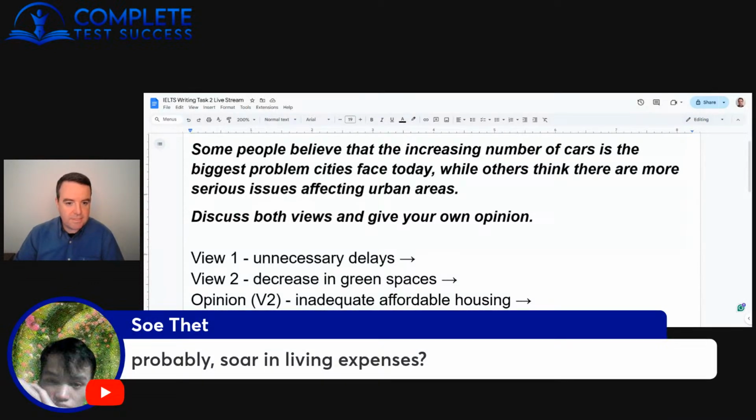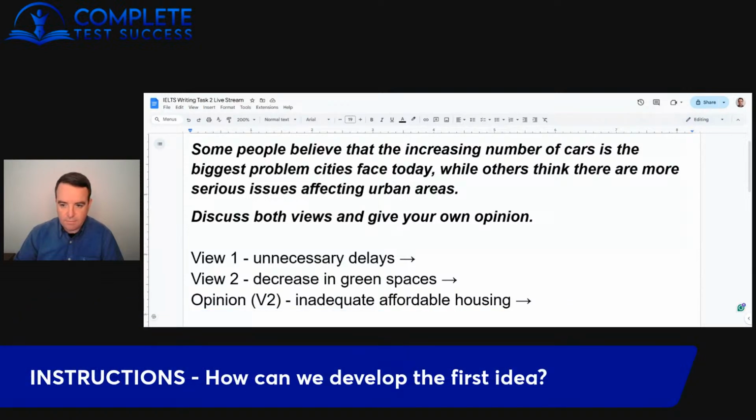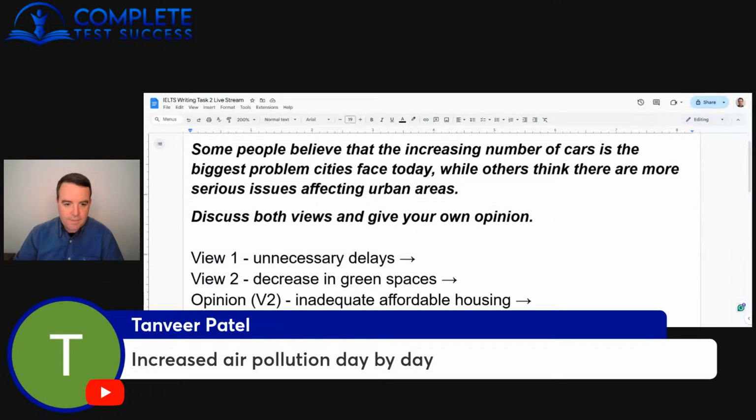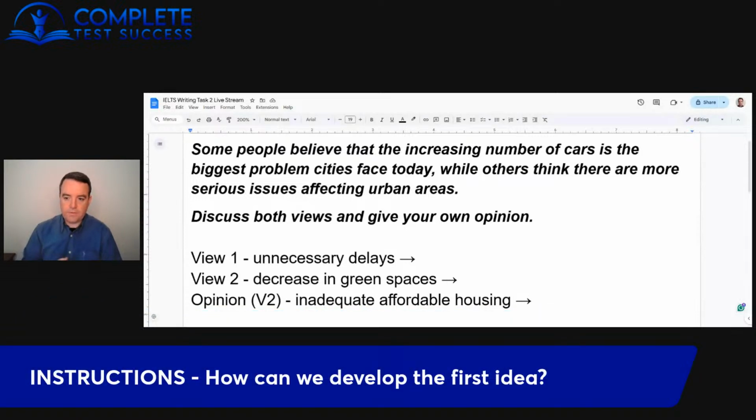Soar in living expenses. Yes, that would have been perfect for the second view. We have enough ideas already, but yeah, that one is perfect. Increased air pollution. Yeah, again, that one would be suitable. So all of those ideas are relevant and specific, just that we don't need any more ideas at the moment. So what are we going to say about unnecessary delays? How are we going to develop that particular idea? That's the next task.